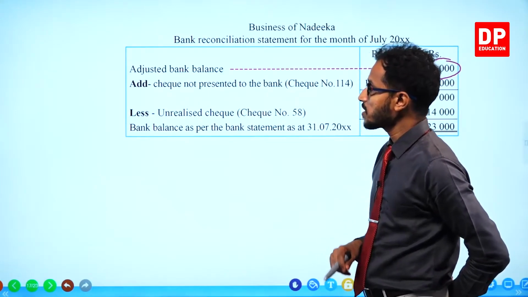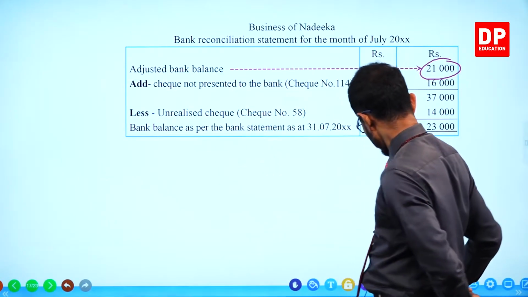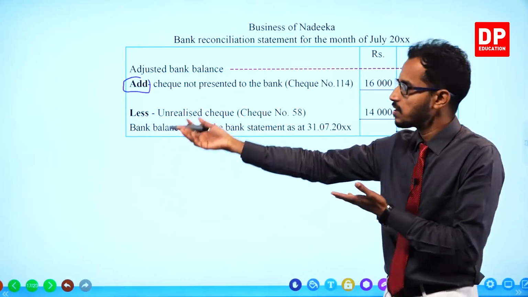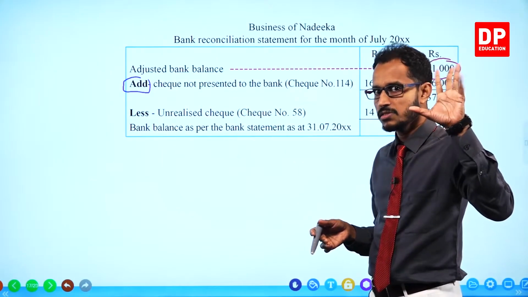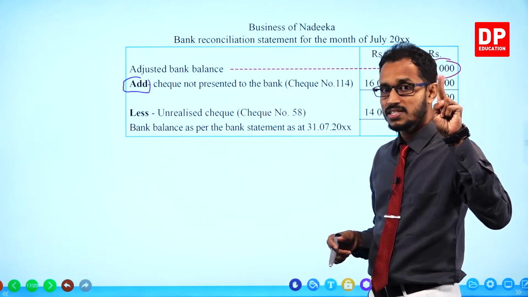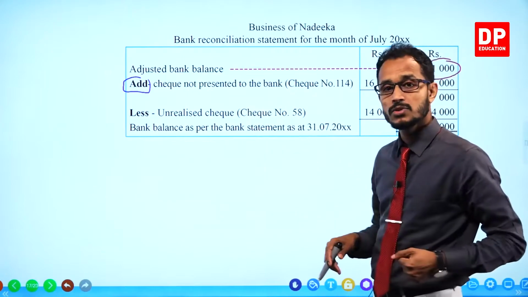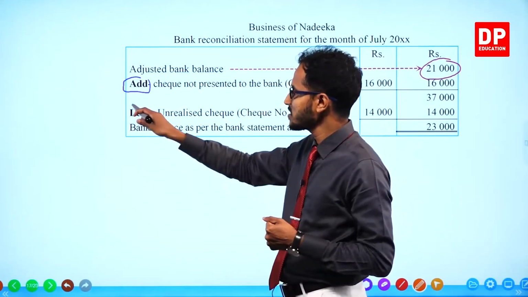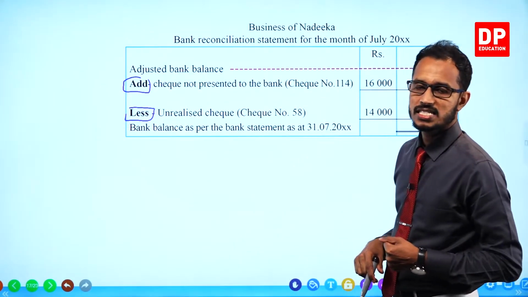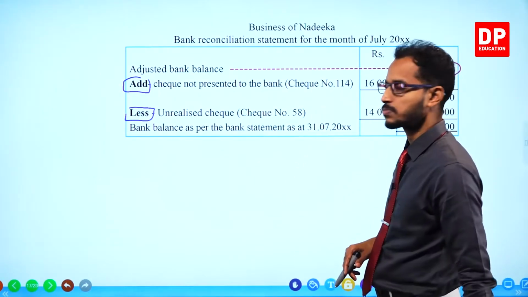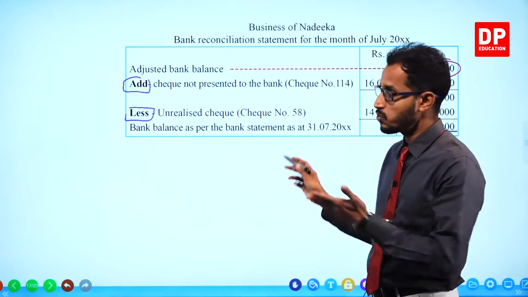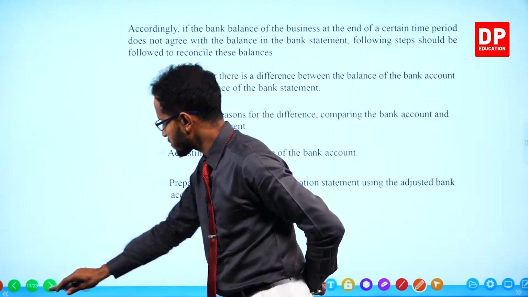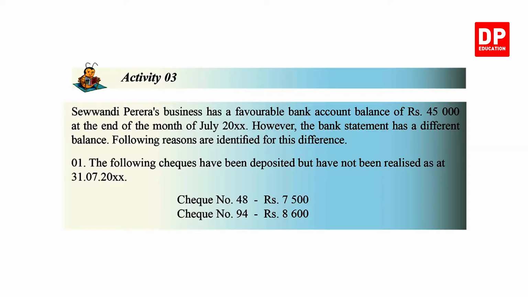And children, we add the checks unpresented. Which are the unpresented checks? A few seconds ago, I showed you the 5 reasons. Out of those 5, these 2, unpresented and unrealized checks, should be entered in the reconciliation. The unpresented check should be added. Unrealized checks should be subtracted. Let's find out why we do this with a question. The question is on the next slide. There you go. This is the question.